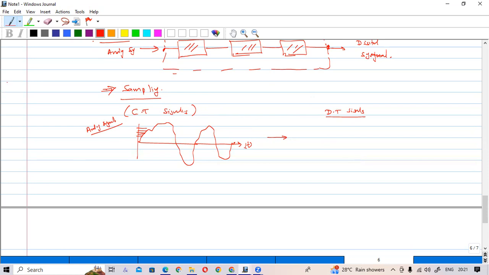So you know that the real world is analog as well as continuous time. Don't misunderstand: continuous time and analog mean two types of signals.